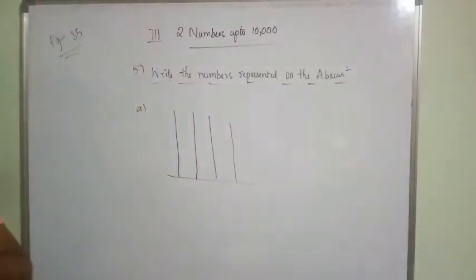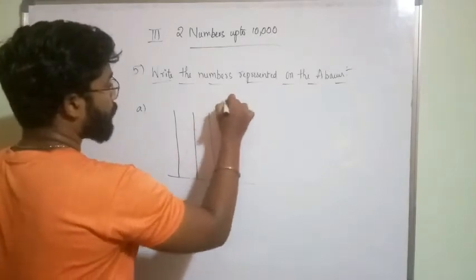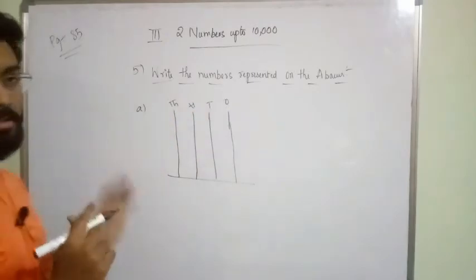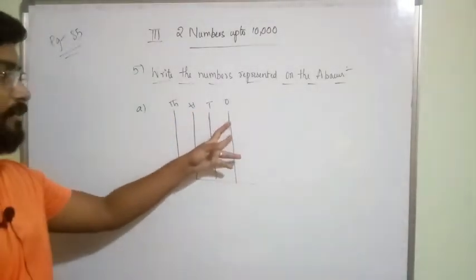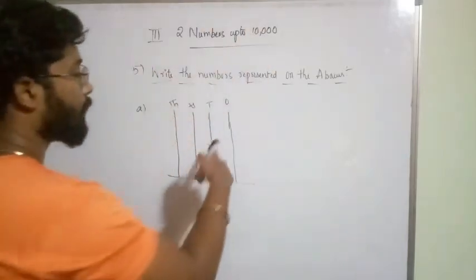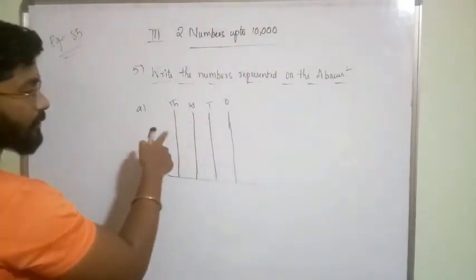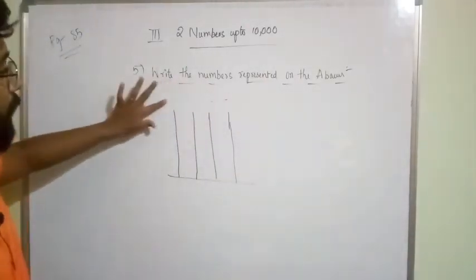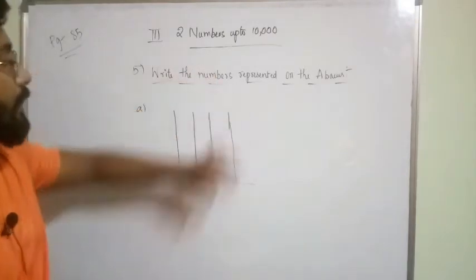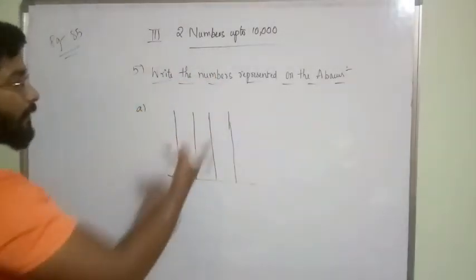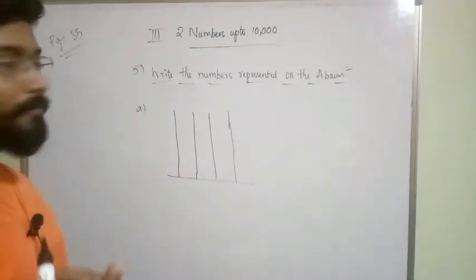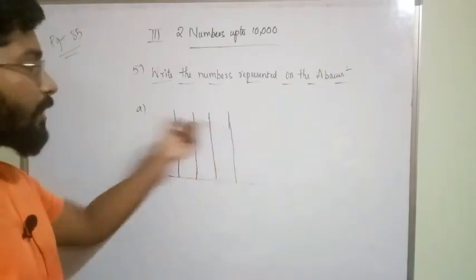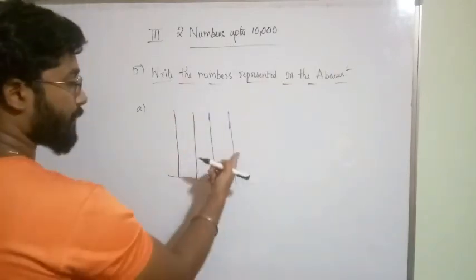A, you are having 4 rods: ones, tens, hundreds, thousands. So there is no need to write ones, tens, hundreds, thousands every time. Going from right to left, the first rod is ones, the second tens, next hundreds, next thousands. Like that you have to remember. From here only you should understand by seeing the rods.